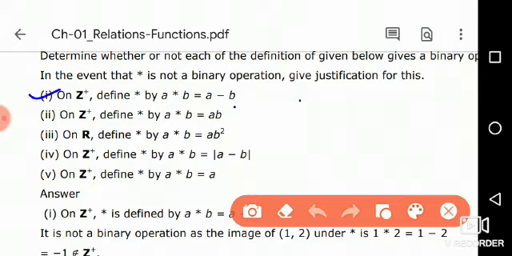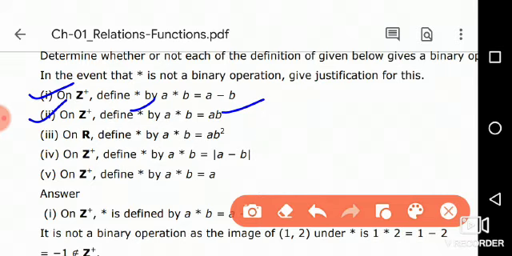Now we have the first question on Z plus. The Z plus indicates the set of positive integers. Star is defined by a star b is equal to a minus b. We have to check whether a star b is equal to a minus b is a binary operation on Z plus or not. Likewise, we have another problem on Z plus, define star by a star b is equal to ab.